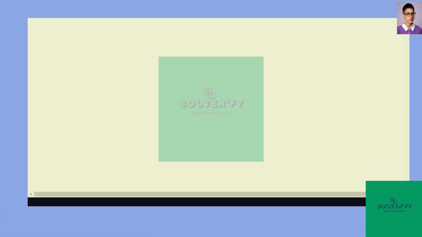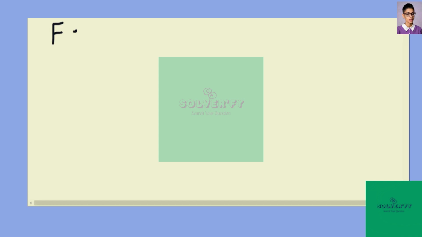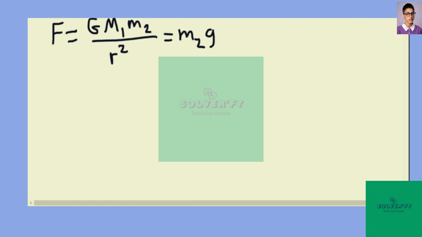I'm going to start with the force of gravity, which is G m1 m2 over r squared. But that's the same as m2 times acceleration, which is going to be g. And so g is G m1, which is the mass of the Earth, over r squared.